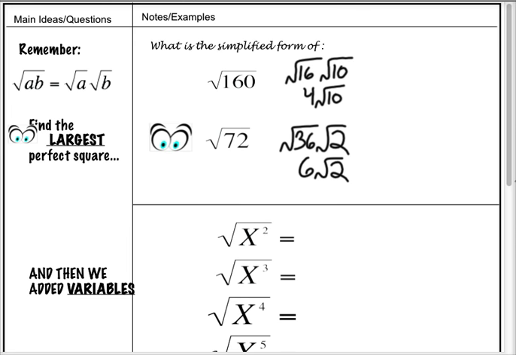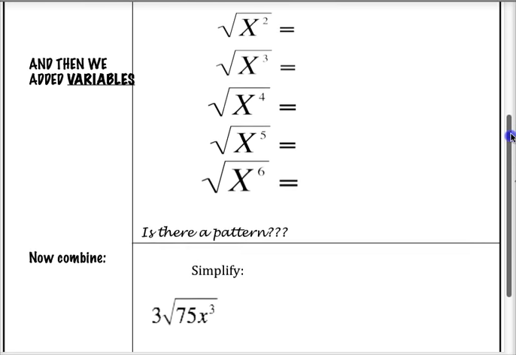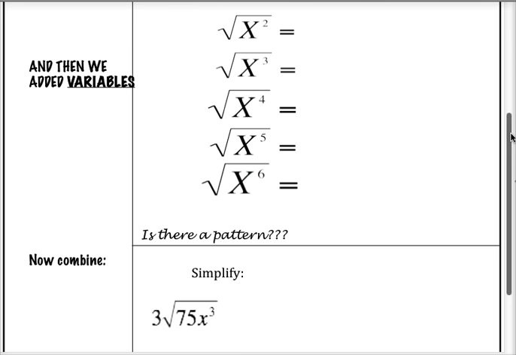All right. Now let's take a look at some variables. So we've already talked about the square root of x squared, and how that is simply x. All right, now we need to have a conversation though. What happens when you have even bigger powers?